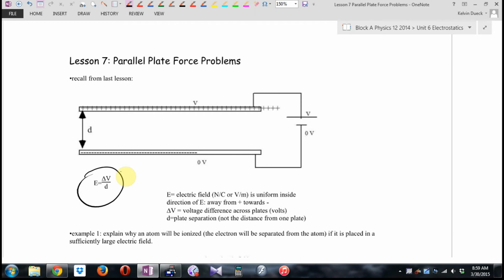It's going to give us some much cleaner mathematics. So keep that in mind, that we can generate any electric field we want by bumping up the voltage or by moving the plates closer together.